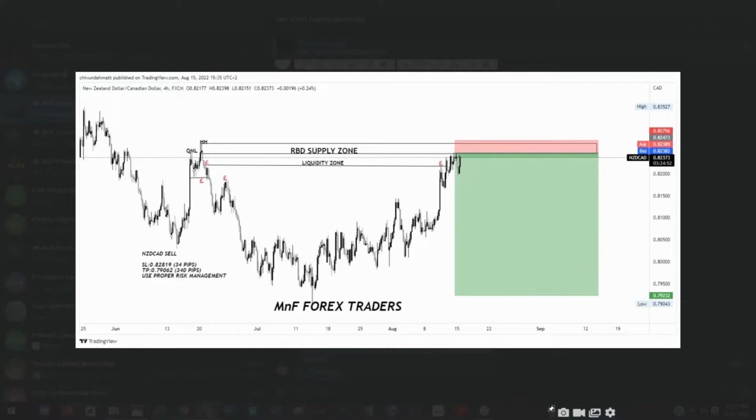So we are here again with a beautiful breakdown of NZDCAD on the 4-hour time frame. One of the beautiful trades we took last week. A really amazing trade. Let me just show you what happened.